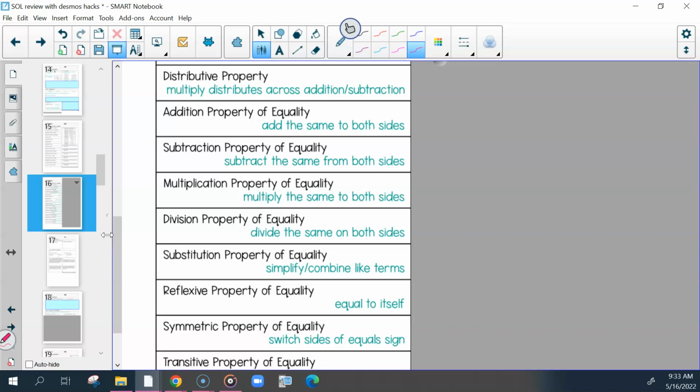Substitution property of equality is where we simplify or combine like terms, things that we know is substitution. Reflexive is equal to itself, so A equals A, 0 equals 0, those are all reflexive properties. Symmetric property of equality is A equals 4 is the same thing as 4 equals A. It is switching the order of how we wrote that.